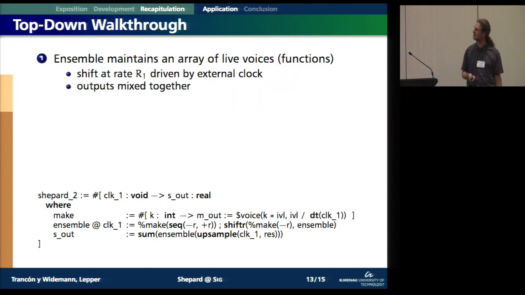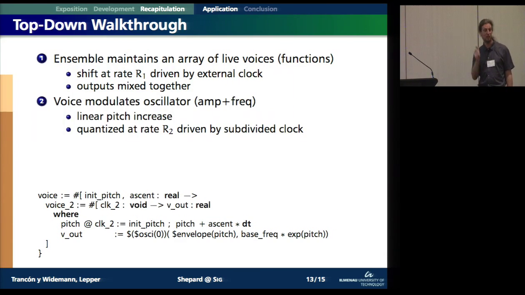The general idea is the top tier is the ensemble of voices. So that's an array of live voices. These voices are functions. They are sample generators, and they shift at some rate through this array, and one is shifted out and a new one is shifted in at the bottom, and the outputs are mixed together for every audio sample. So you can see some operation here that creates an array. You have a shift operation over there, and then the whole thing is somehow summed over. So that's about the amount of detail that I want to discuss.